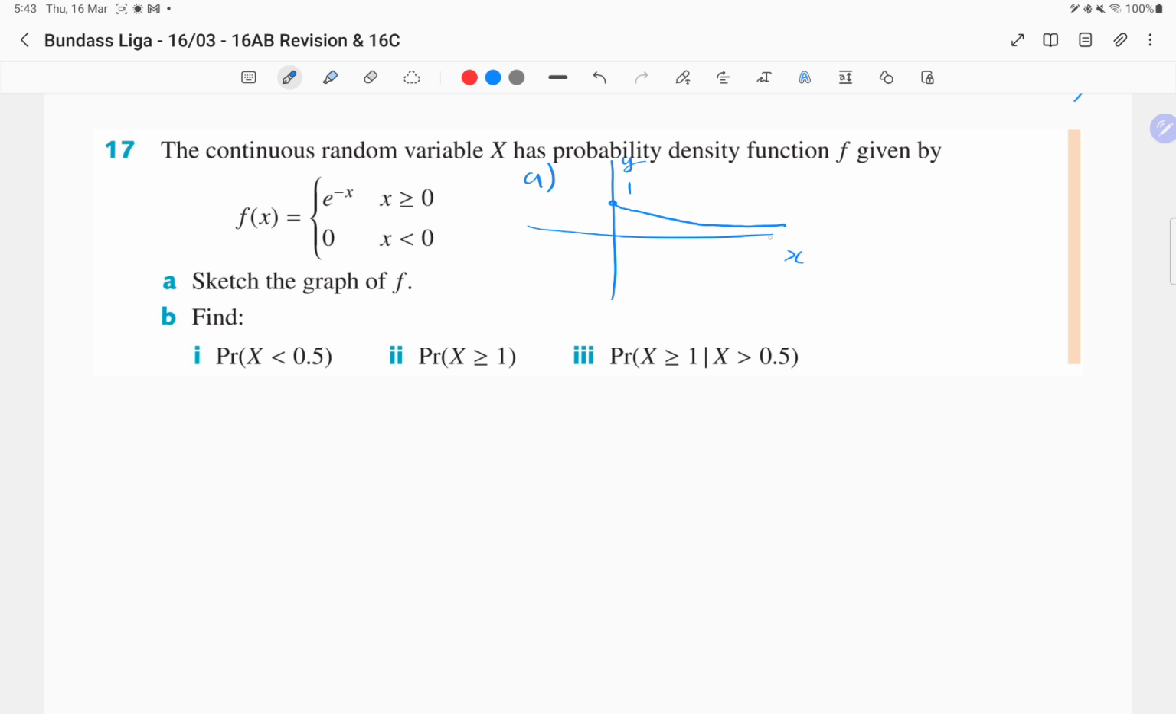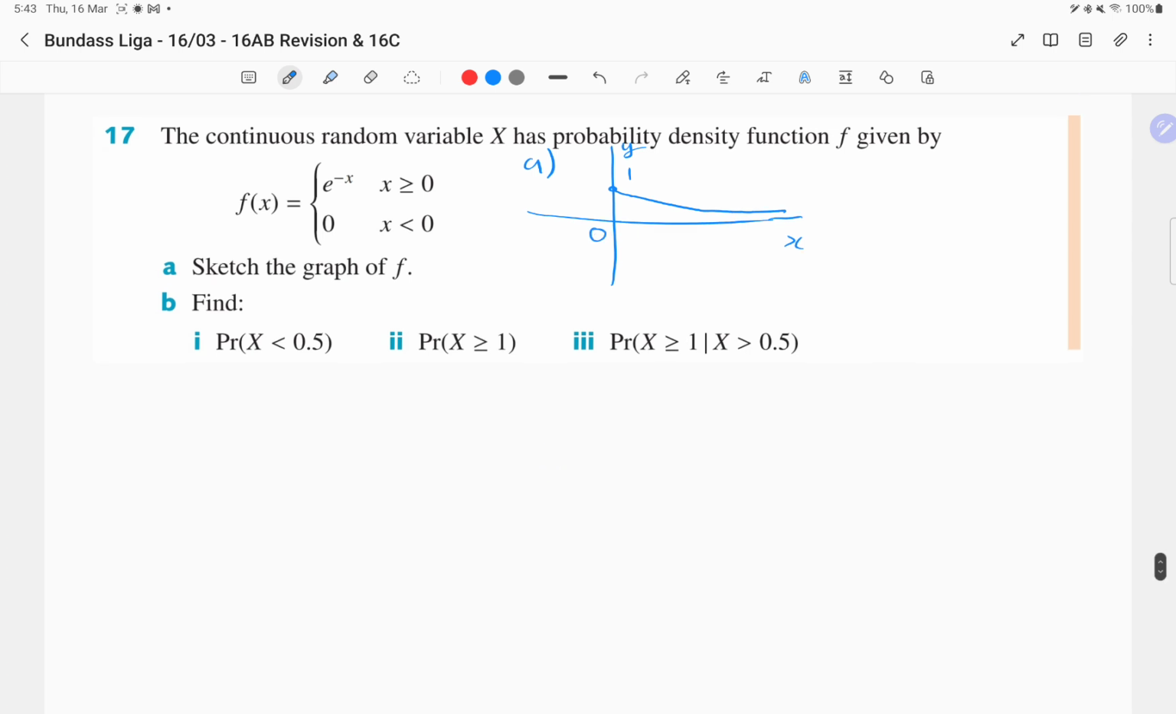Okay, y equals e to the power minus x. You guys did this in unit 3. You should be able to do these exponential graph sketches now. So now question B1, probability of x less than 0.5. Now it means that you go from 0 to 0.5, but remember the little trick. You can let g of x, so we call that a different function, equal e to the power minus x. Okay, make sense, Emily?